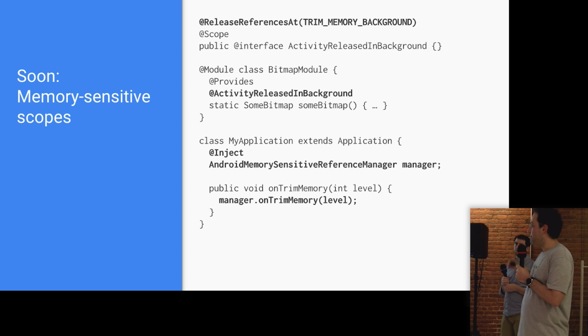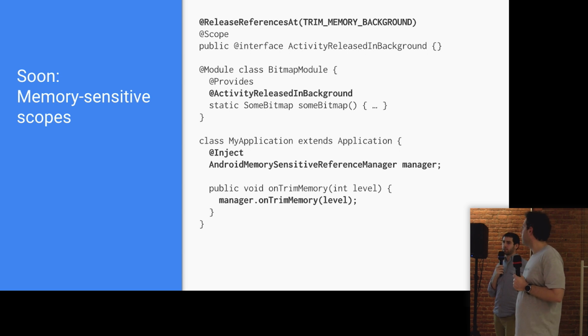And with these memory-sensitive or reference-releasing scopes, it guarantees that there is only one instance of that object at any one time. So there may be an instance, and then it goes away, and then another instance again, even within the lifetime of the component, which can be useful for certain things.